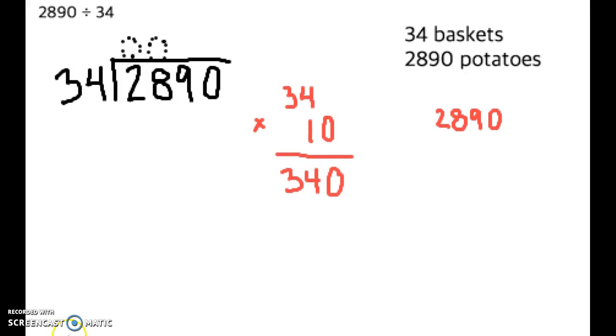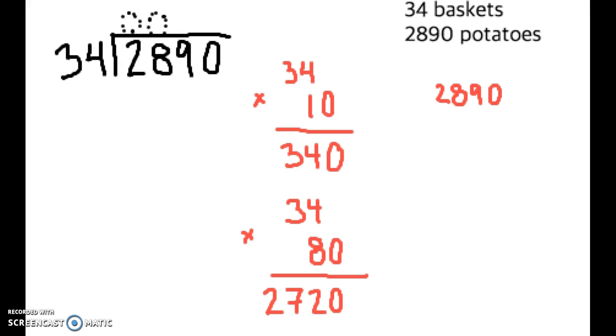If we move on to our tens place, we'll see that 34 times 10 is equal to 340. And this goes into our 890 more than once, which is awesome. So let's see how many times we can put 10 into 34. If we multiply 34 by 80, we'll see that we get 2,720, which fits perfectly within our problem.